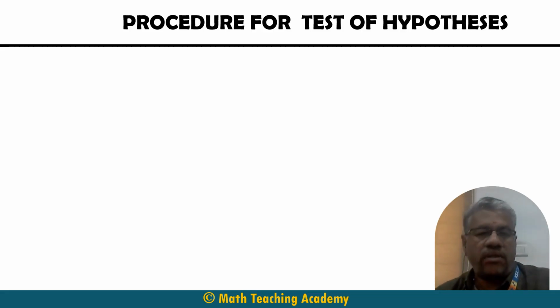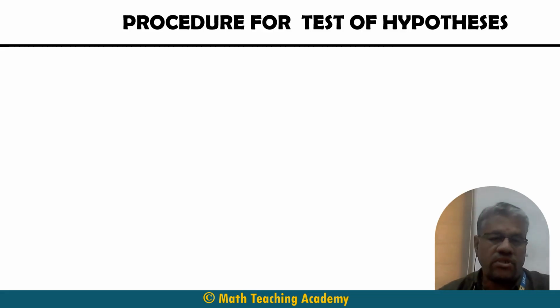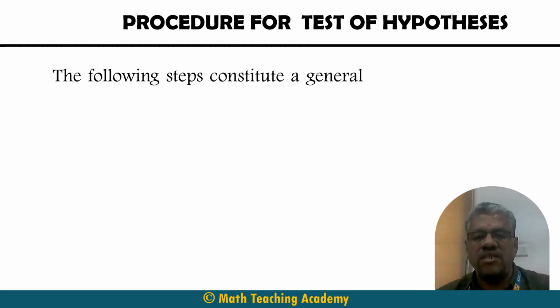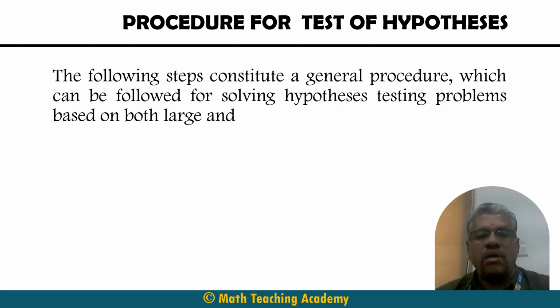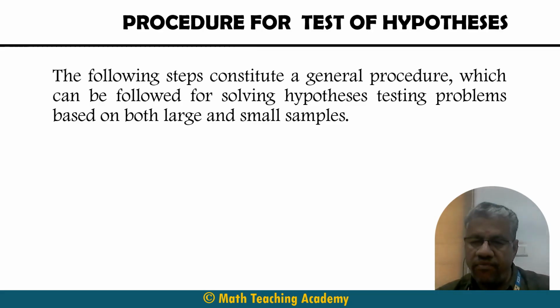First of all, we'll have to look at the procedure for the test of hypothesis. The following steps constitute a general procedure which can be followed for hypothesis testing problems based on both the large sample and the small sample. But today we are going to see only the large sample. What is the large sample test? If the number of samples is greater than or equal to 30, then it comes under large sample test. If the number of samples is less than 30, it comes under small sample test.